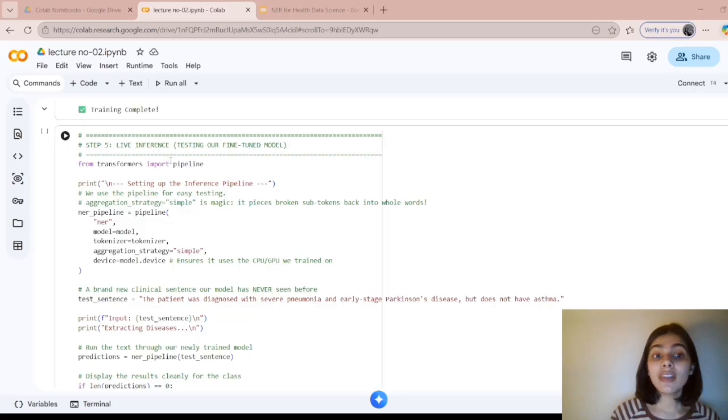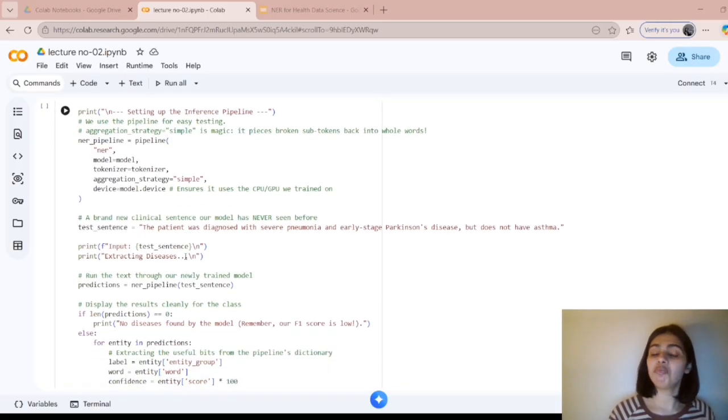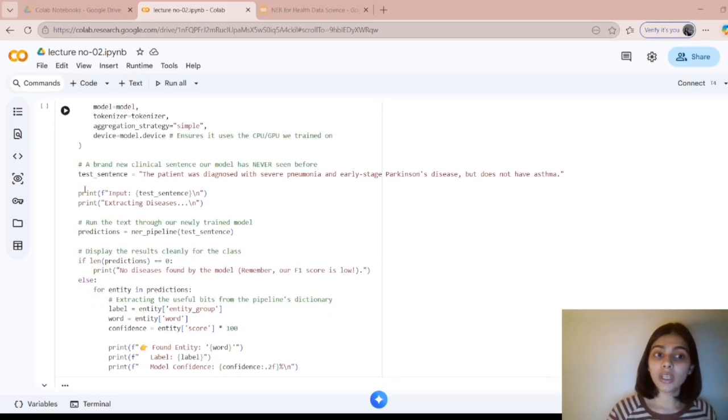Okay, then we have live inference, which is testing our fine-tuned model. We're going to test whether our model is finely tuned or not. So from transformers, we're going to import our pipeline. We're going to print setting up the inference pipeline, and then we use the pipeline for easy testing. We're going to use our tokenizer and our aggregation strategy, which is going to be simple.